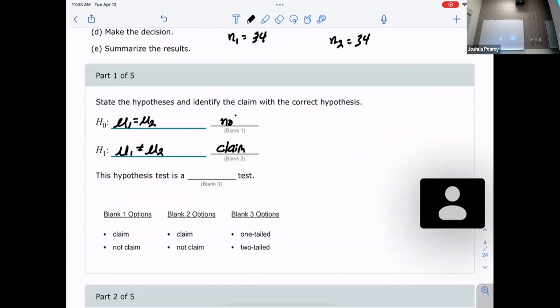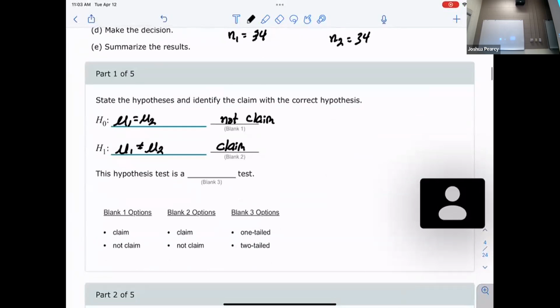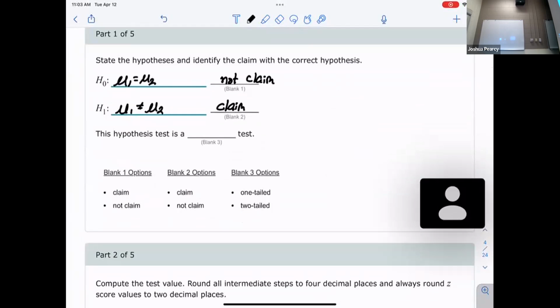Claim, not claim. This hypothesis test is one-tailed or two-tailed? Two, because of the not equal to. Everyone okay with that?